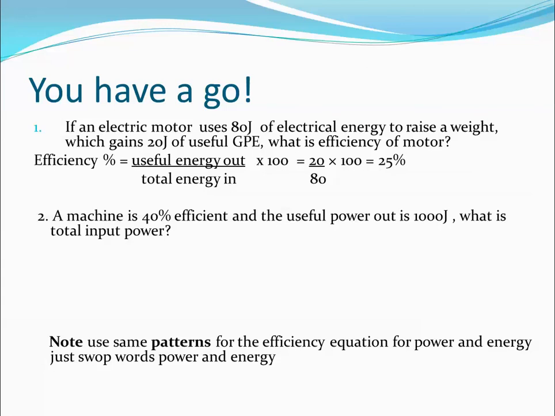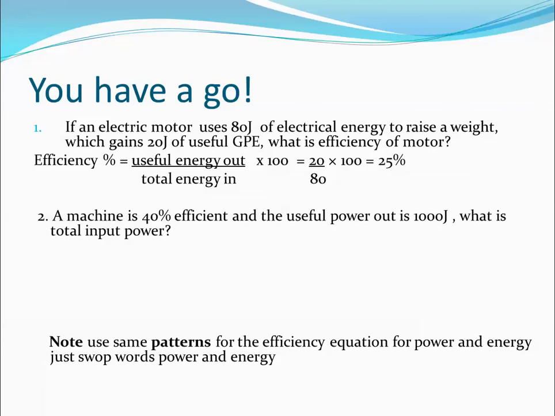A machine is 40% efficient and the useful power out is 1000 watts. What's the total input power? Now the equation is just the same for power and energy. It's the same pattern. All we've done is just swap power in for energy.